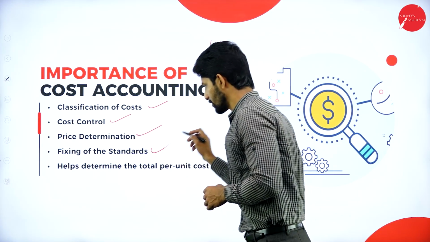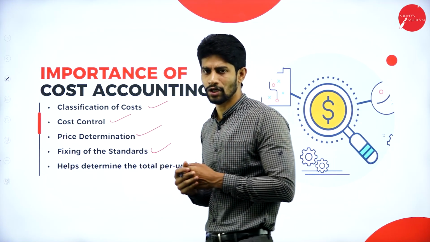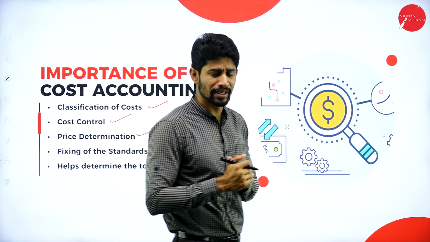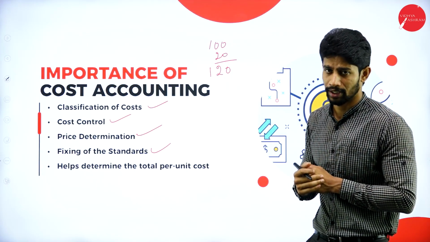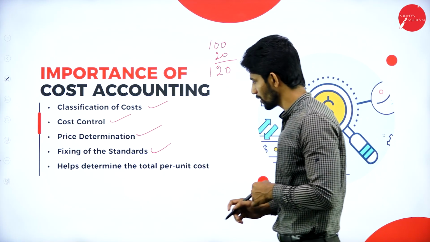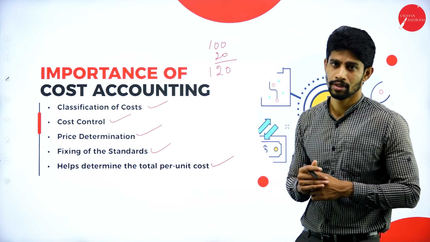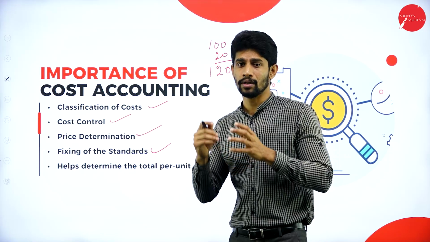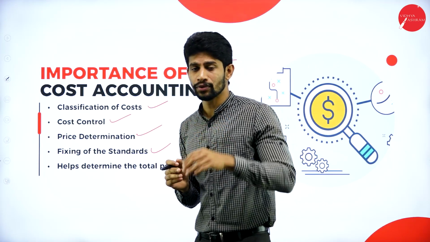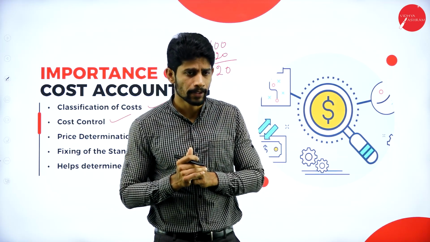Next one, fixing of the standards. Fixing of the standards is all about things like fixing of salary or fixing of rent of a building, whatever. So fixing of standards always depends on the cost accounting. That is also one of the importance of cost accounting. The last one is that it helps in determining the total and per unit cost. To know the total cost or per unit cost, it is very much important to maintain the cost accounting.